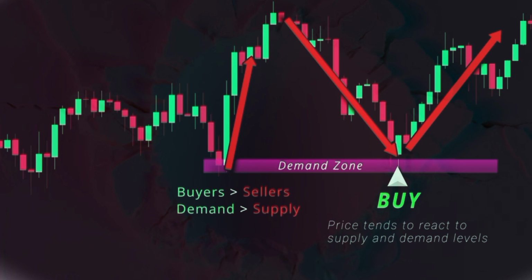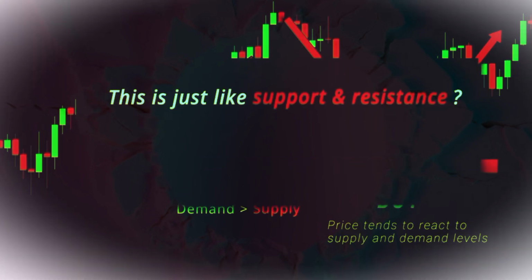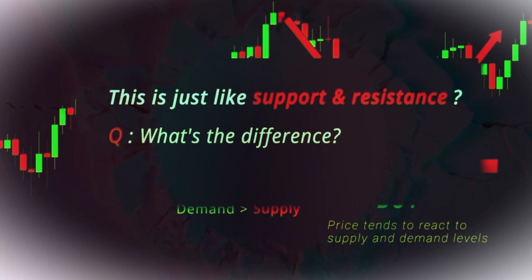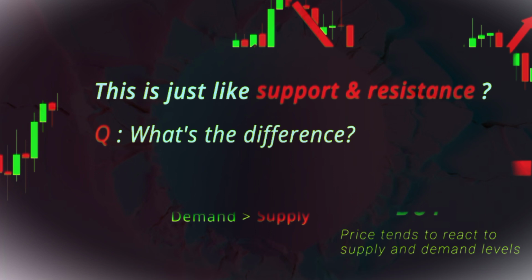Now, I'm sure some of you would notice this works a lot like support and resistance levels. And you are correct, they are similar. And so the question is, what's the difference between support and resistance and supply and demand? This is a question that people still often get confused about. So the answer to that is how they form.